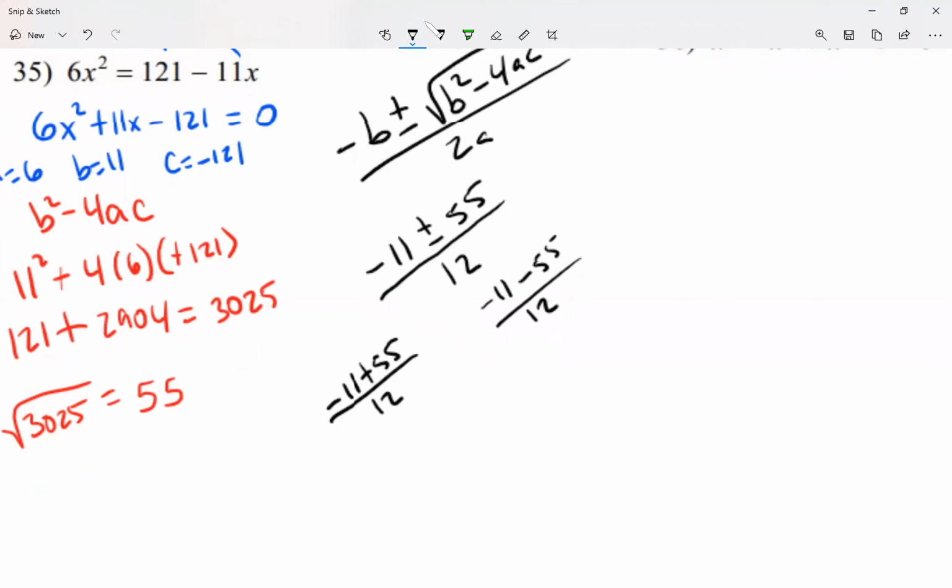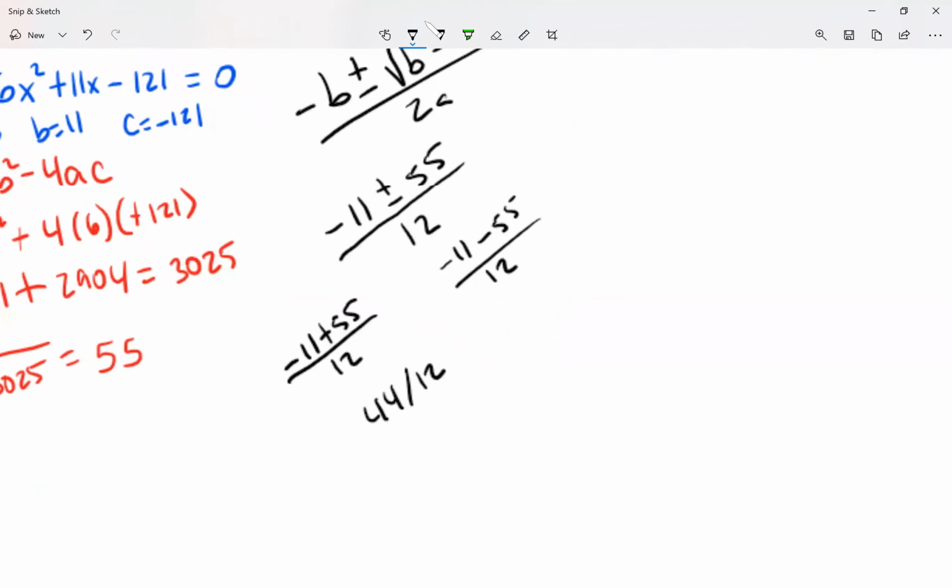Okay, negative 11 plus 55 is 44. So I have 44 over 12. Simplify it if possible. Let me divide each by 4. So it gives me 11 over 3.